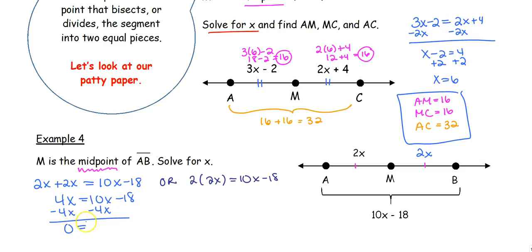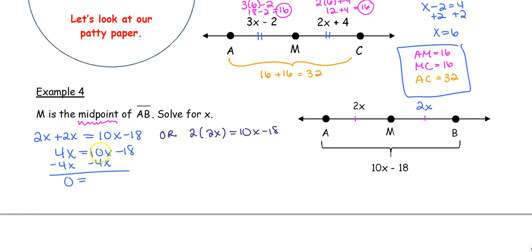That gives us 0 equals 6x minus 18. I'm going to move the 18 over. So now I have that 18 is equal to 6x. We divide by 6, and we have that x is going to be equal to 3.